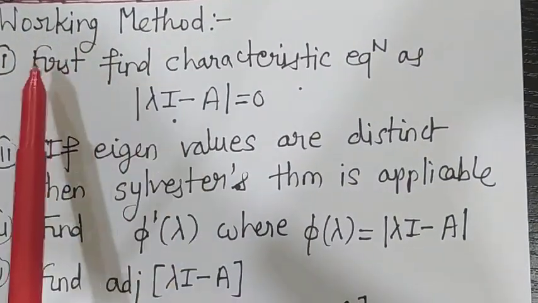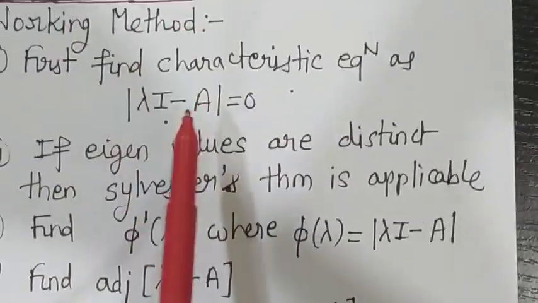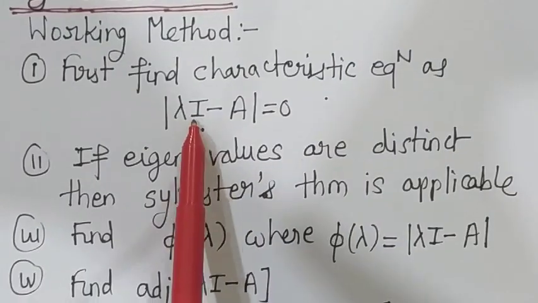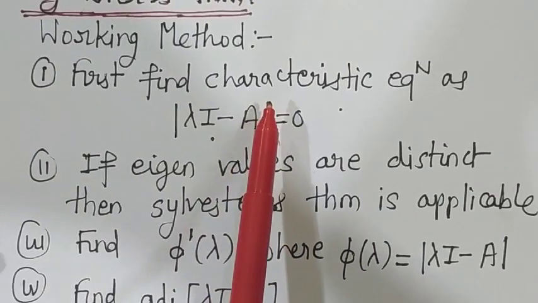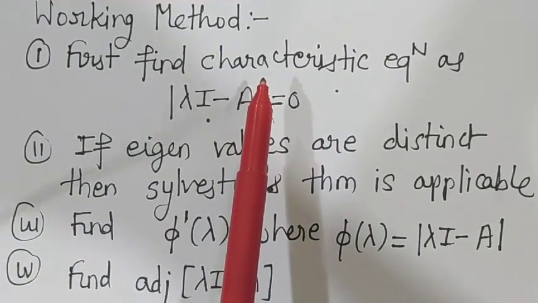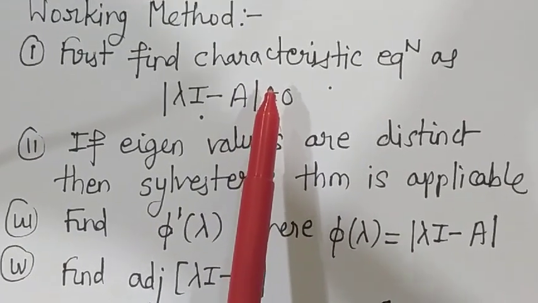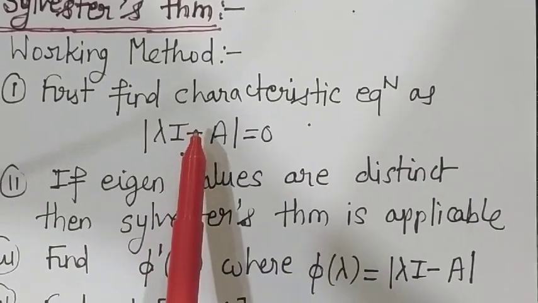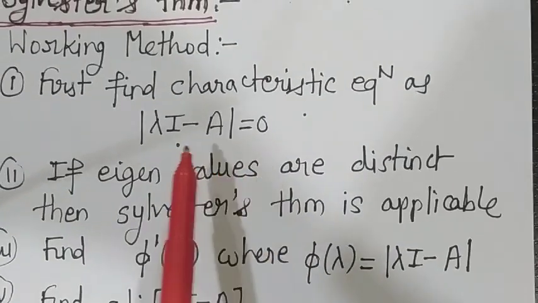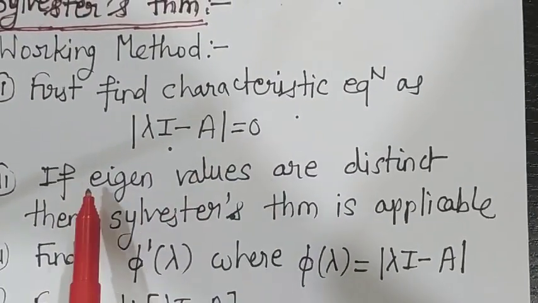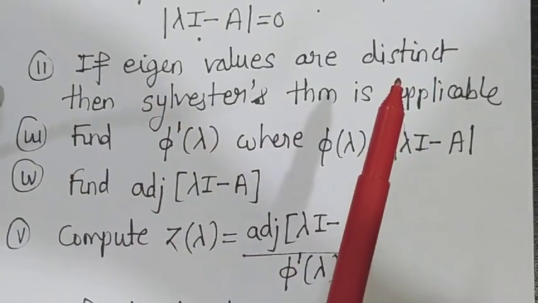So what is the working method? We will start with a characteristic equation. Here in this particular theorem, we will take the characteristic equation as lambda I minus A. So far in the remaining part we have considered the characteristic equation as A minus lambda I. Here, as per the requirement of this theorem, we will take it as lambda I minus A equal to 0. This gives the characteristic equation. We will find out the eigenvalues. If eigenvalues are distinct, then only Sylvester theorem is applicable.